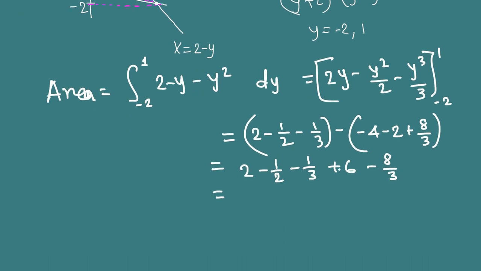2 plus 6 is 8. Negative 1/3 minus 8/3, both negative, so negative 9/3, which is negative 3, and minus 1/2. 8 minus 3 is 5, minus 1/2 is 4.5, 4 and a half, which is 9 halves or 4.5 square units.